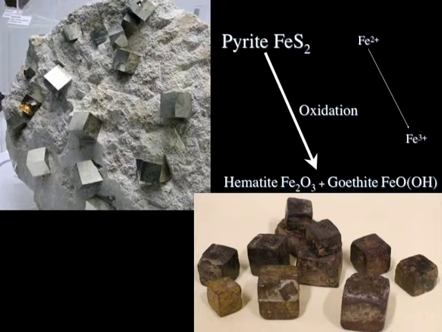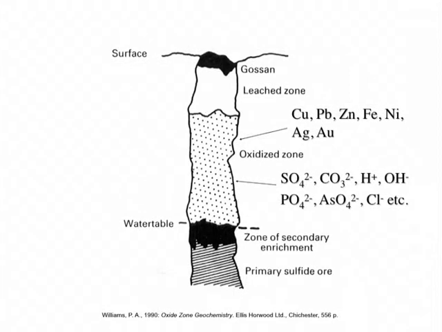The change in oxidation state from Fe2+ to Fe3+, and you can see the cubes in the bottom right there, iron oxides replacing the original cubes of pyrite. This next diagram shows a schematic section through an ore body exposed at the surface.